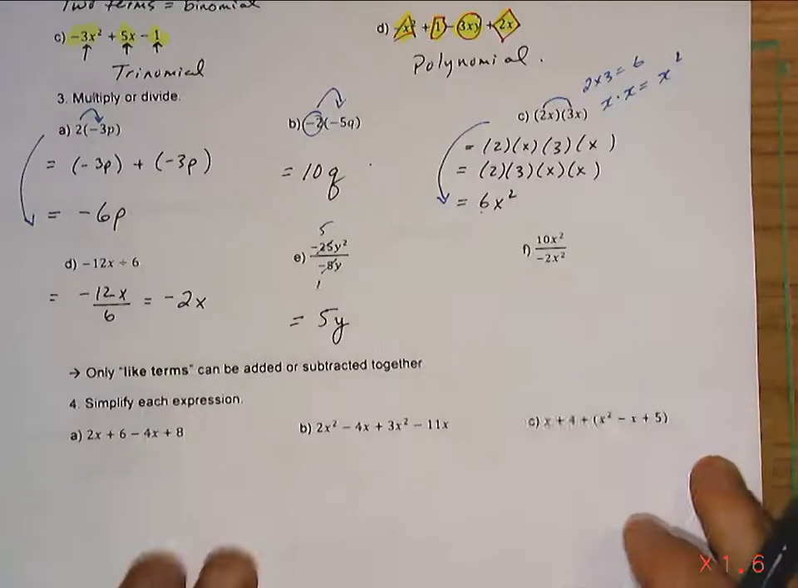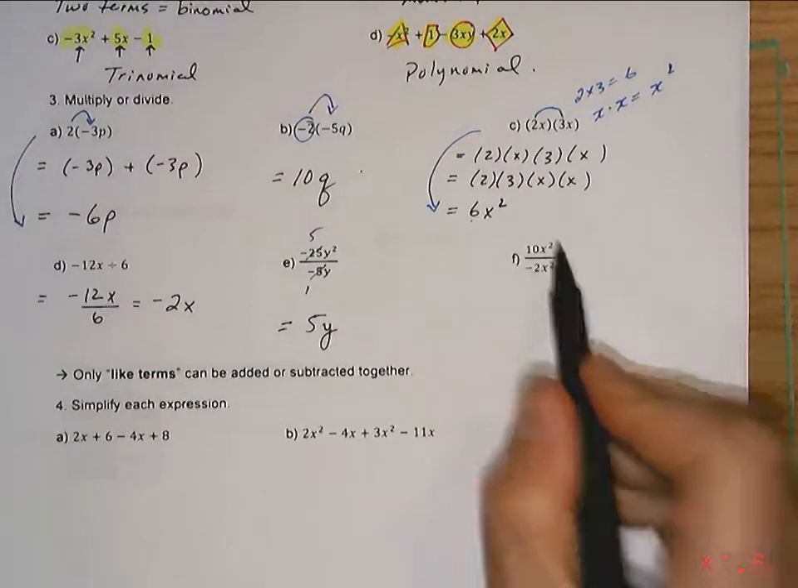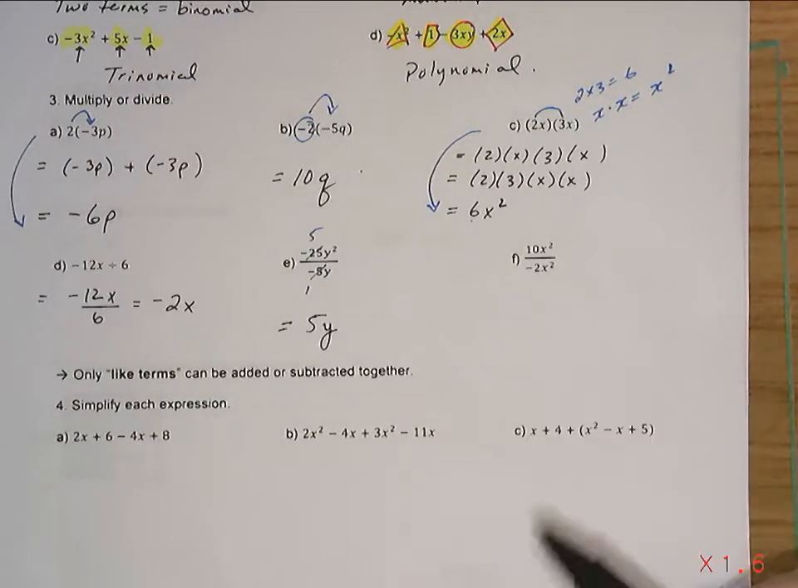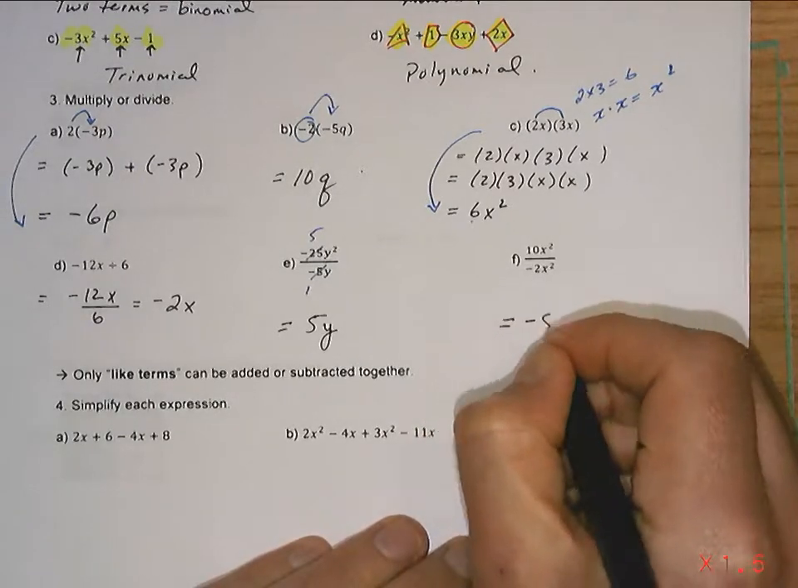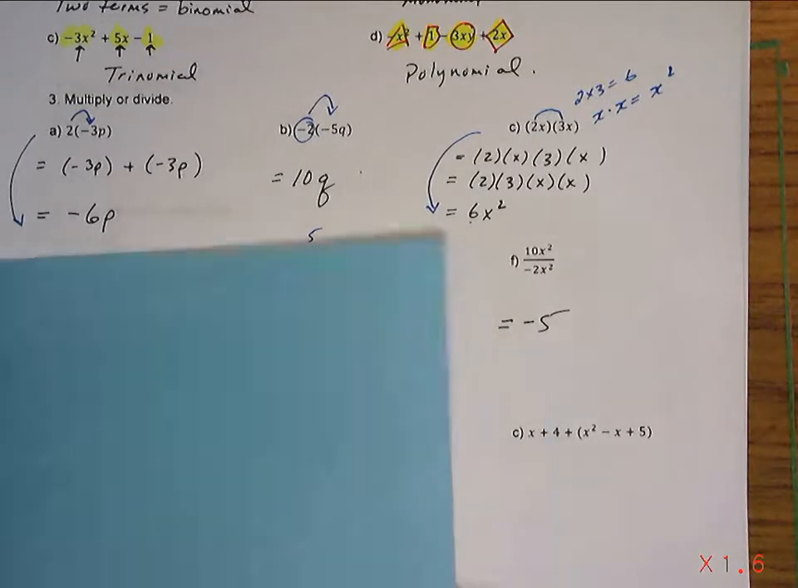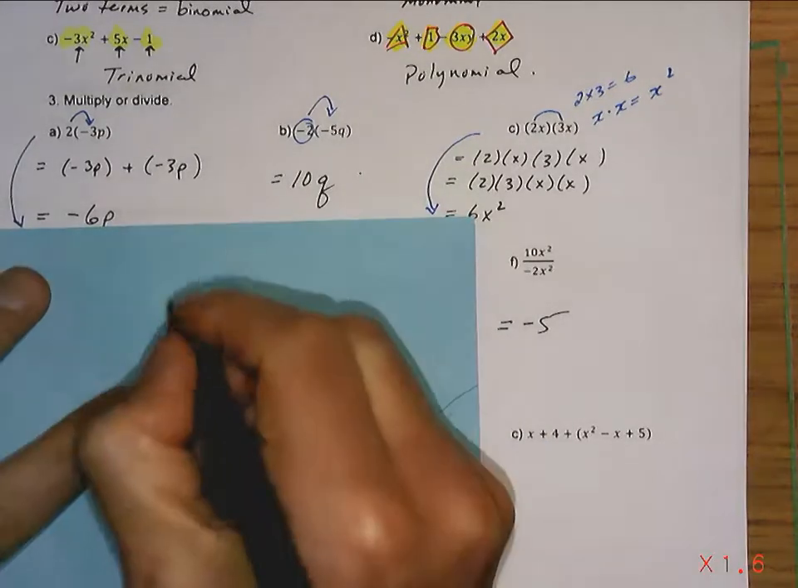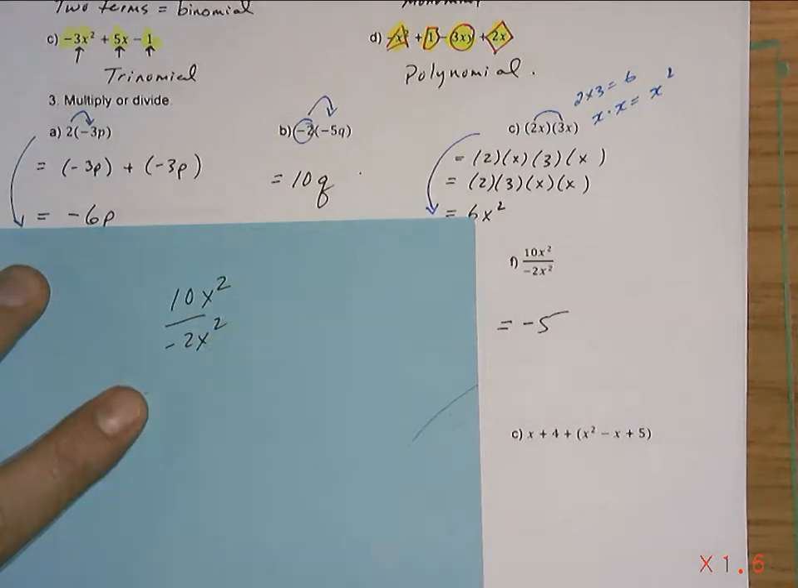Okay, moving over. Let's take a look at number 3f. 10x squared over negative 2x squared. I'm going to tell you that the answer is negative 5. And if you can get that answer right away, good for you. Let me show you what's happening, and some of you may need to do a little bit of work at first. I've got 10x squared over negative 2x squared.